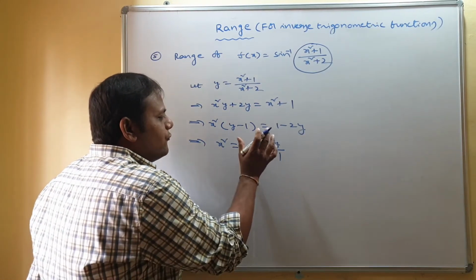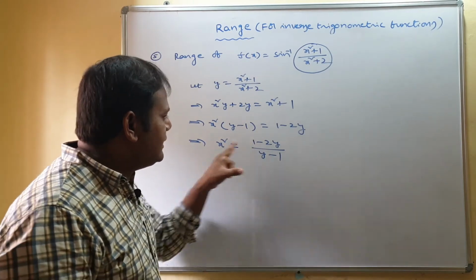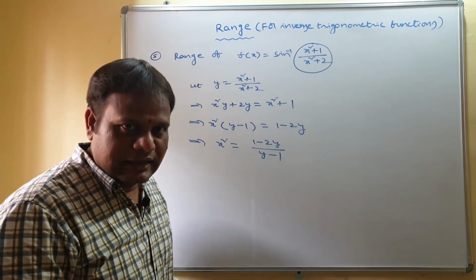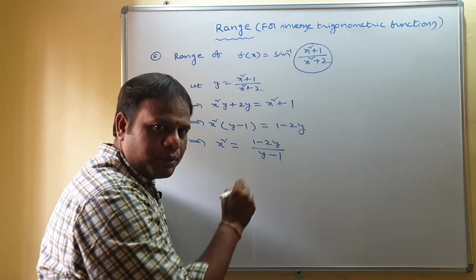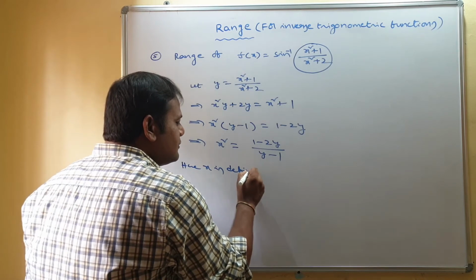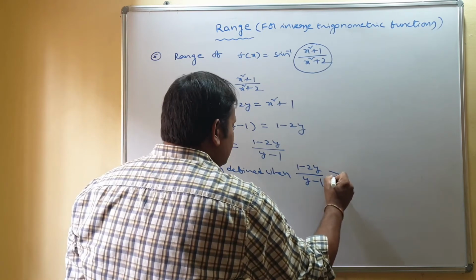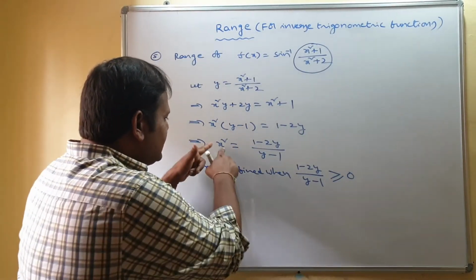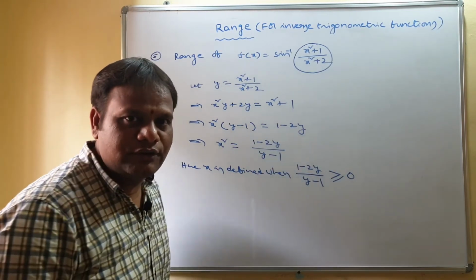When it is defined, I mean for what values of y it is defined, those values of y are called the range. See, it is x square. So it must be positive. So here x is defined when 1 minus 2y by y minus 1 is greater than or equal to 0. Is it right? So it is x square, so it must be non-negative, greater than or equal to 0.